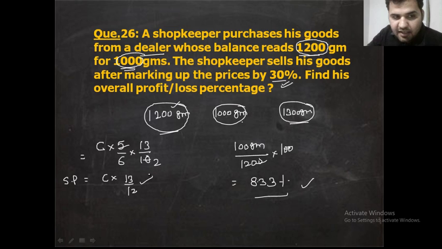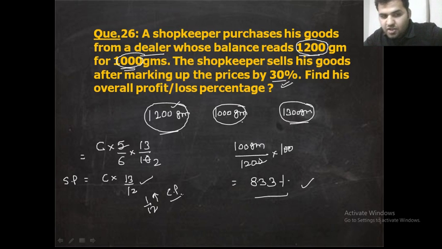Now what is the meaning of selling price given as 13/12 of the cost price? How do you read this statement? ये questions हमने कल बहुत बार discuss किए. अगर आपका selling price cost का 13/12 हुआ, that means selling price is 1/12 more than cost price. If selling price is 1/12 more than cost price, the profit percentage would be 8.33%. Okay? So both of the methods are applicable in this question.